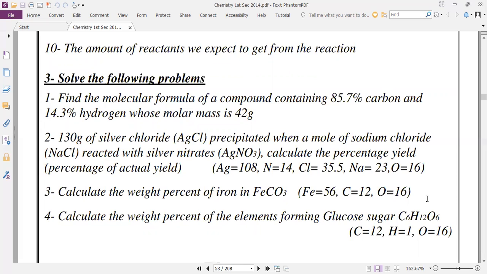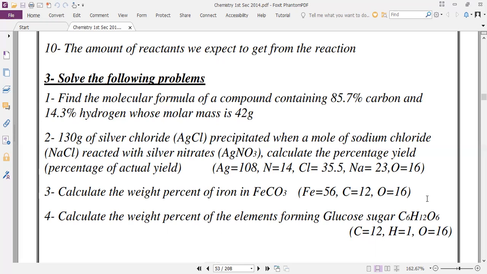Question number 3. Number 1. It's very easy, I think. Yes. Molecular formula of compound containing 85.7% of carbon, so it's a mass of carbon, and 14.3% of hydrogen, so it's a mass of hydrogen, whose molar mass is 42. So we divide the page into 2 lines. Line number 1 represents hydrogen. Now line number 2 represents carbon.